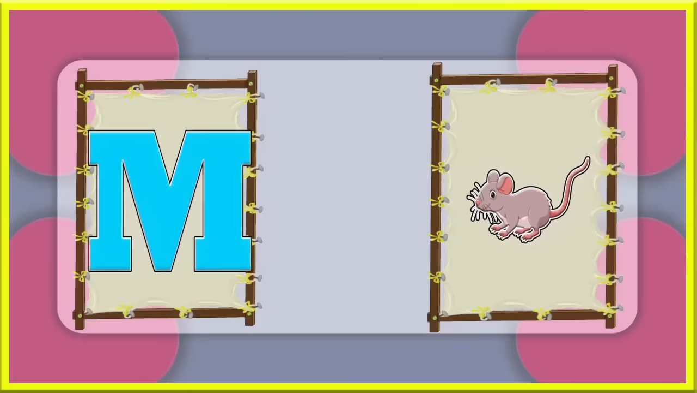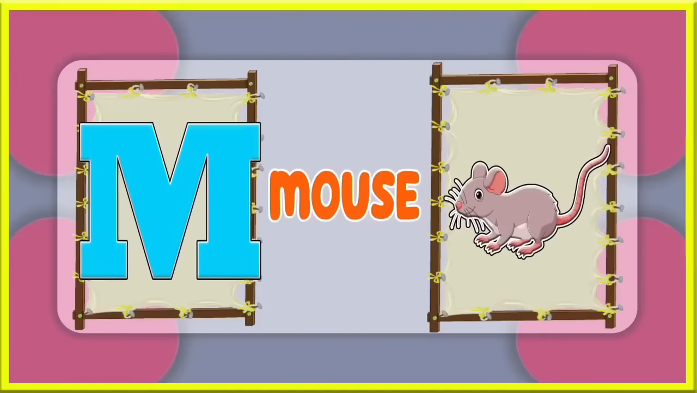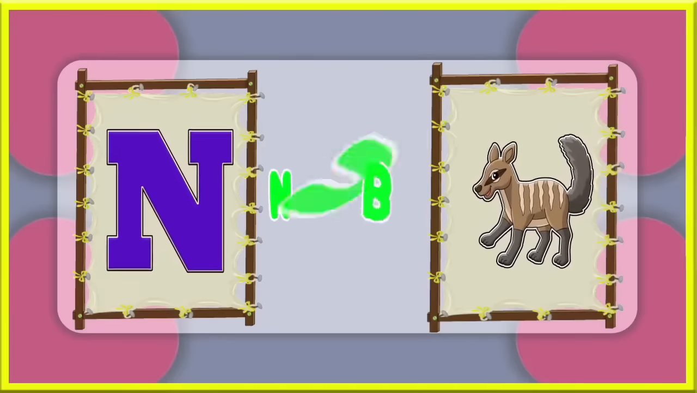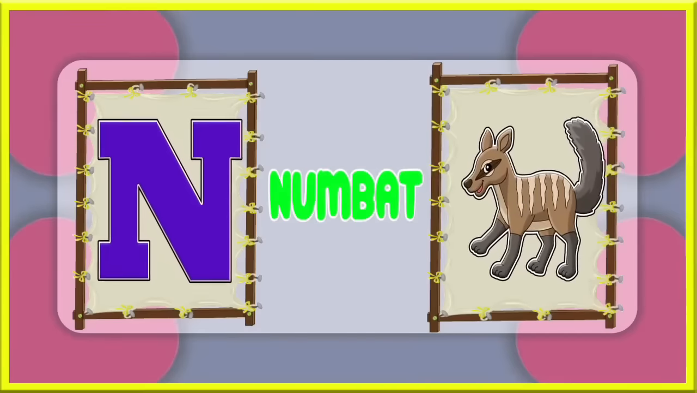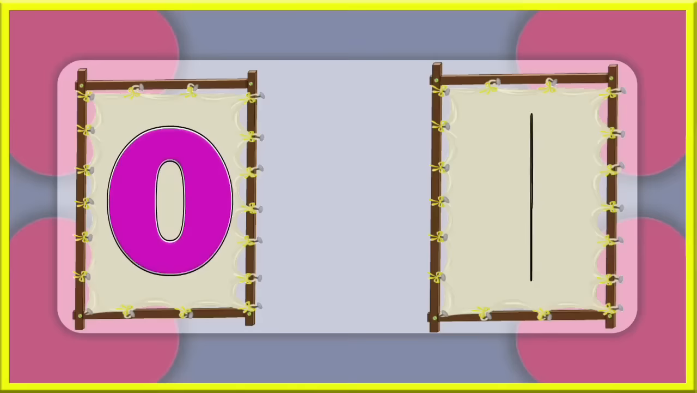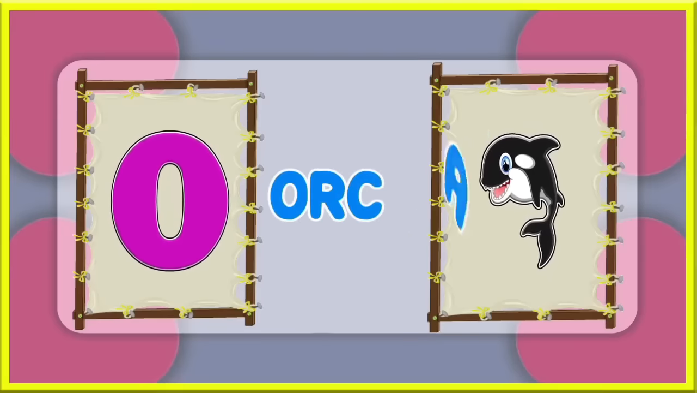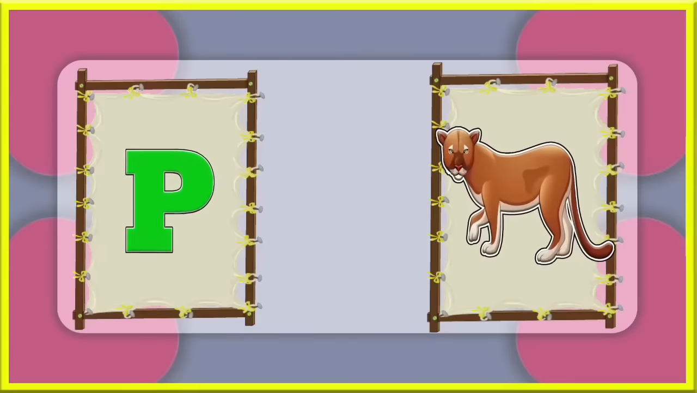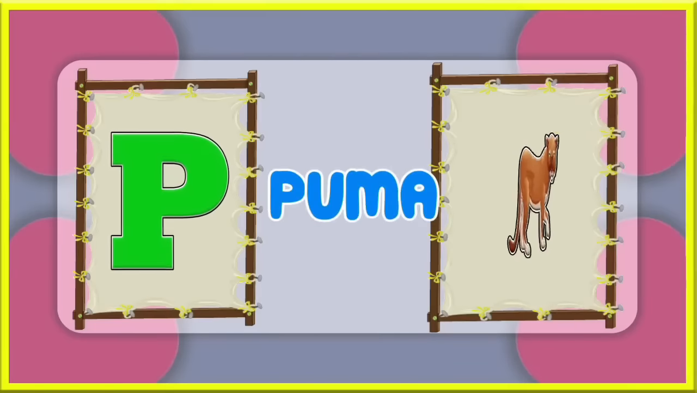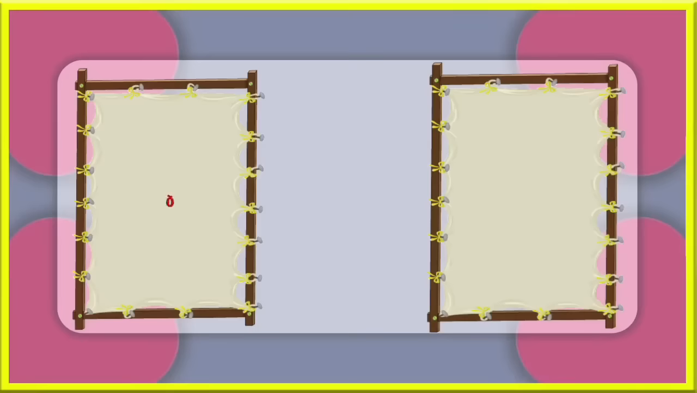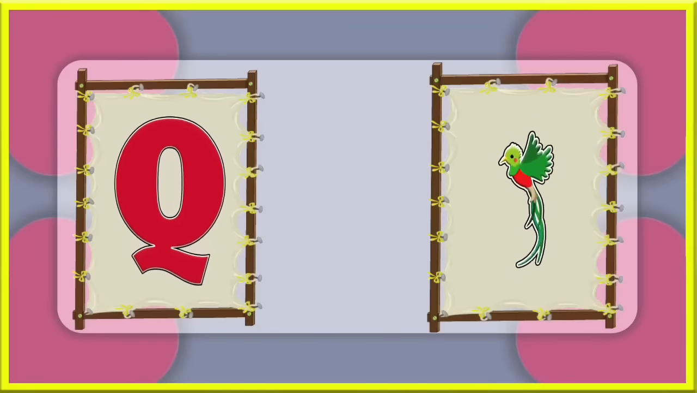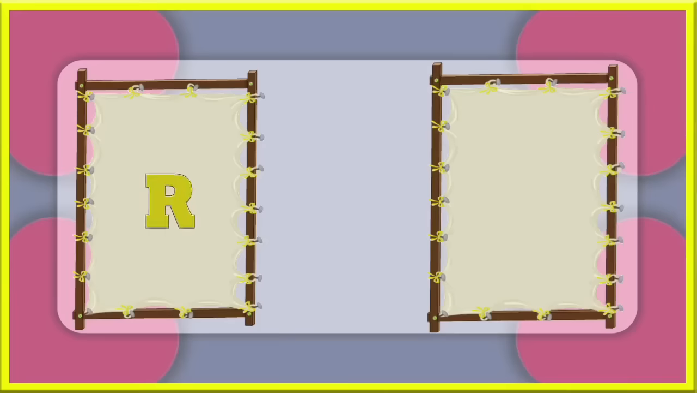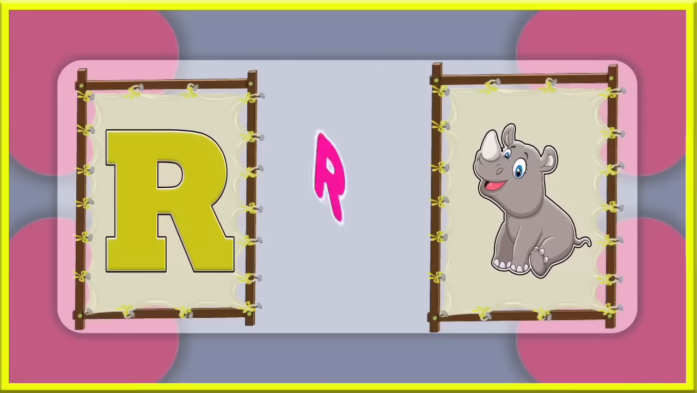L. L for lion. M. M for mouse. N. N for numbat. O. O for orca. P. P for puma. Q. Q for quetzal. R. R for rhino.